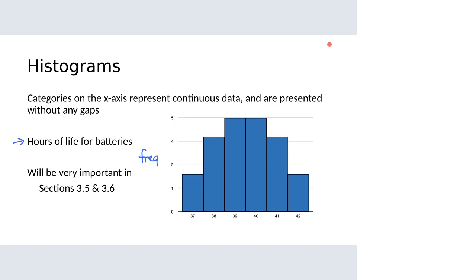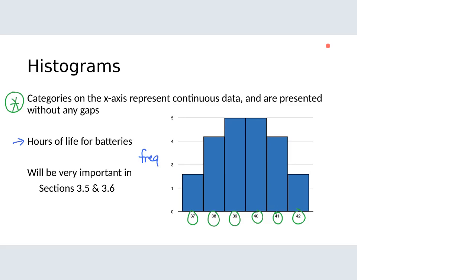What makes this a histogram is that histograms follow some specific rules. They're like bar graphs, but they have specific rules that go with them. The categories that we have on the x-axis represent continuous data. So it's something like 37 hours, 38, 39, 40, 41, 42. And what this means is we can't rearrange them. It wouldn't make sense for us to pick 42 hours up and move it in between 38 and 39. That would really disrupt what this histogram is showing us.